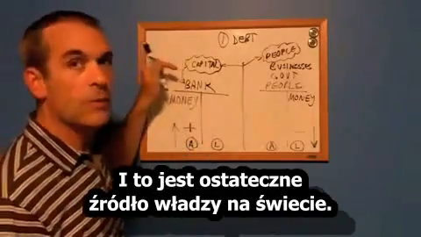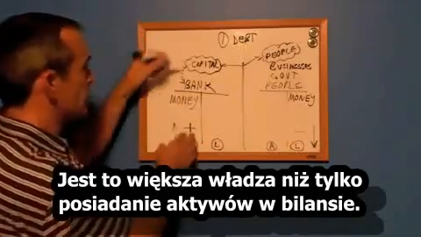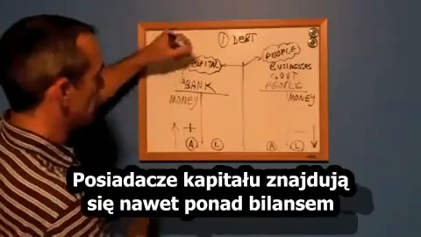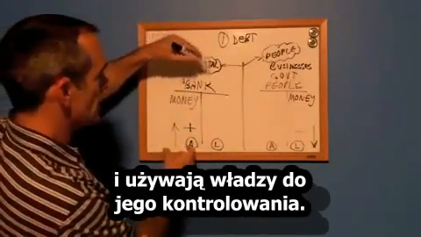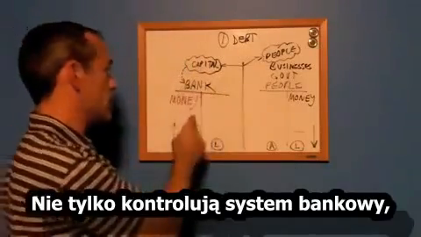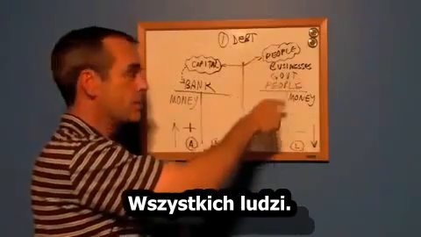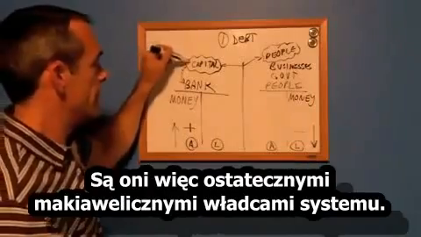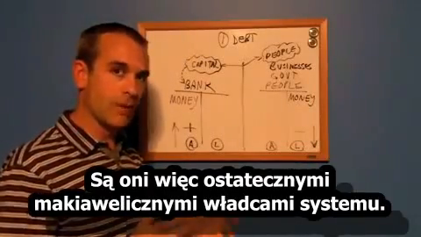And this is the ultimate source of power in the world, because it's even more powerful than just owning assets on your balance sheet. The capital holders sit above even balance sheets, and they use their power to control balance sheets. Not only do they control the banking system, but through the banking system, they control everybody else's balance sheet, all the other people, governments, and non-bank businesses. So these are the ultimate Machiavellian controllers in our system.